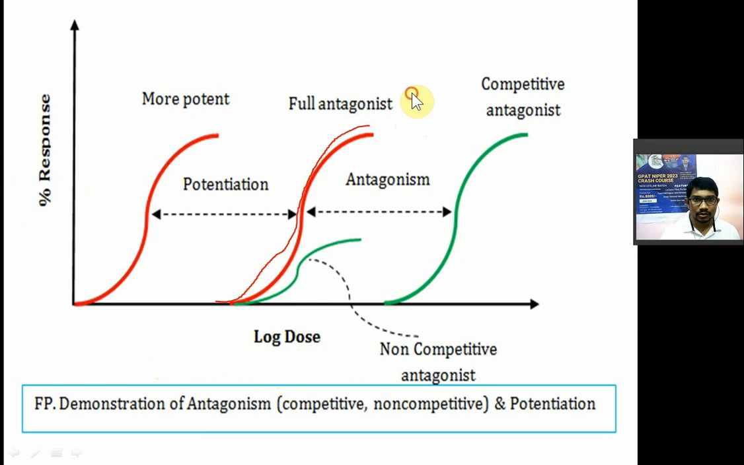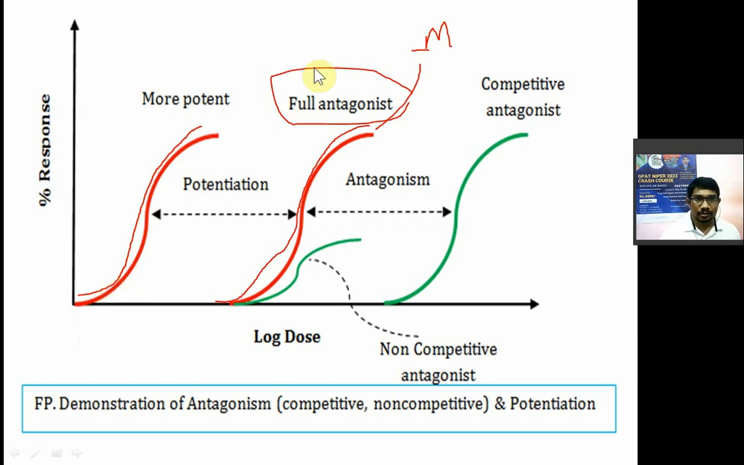So a full agonist will combine with the receptor and will produce a maximal effect. That is a full agonist. If another drug is there which will also produce a maximal effect, but the dose required of that drug is very less.